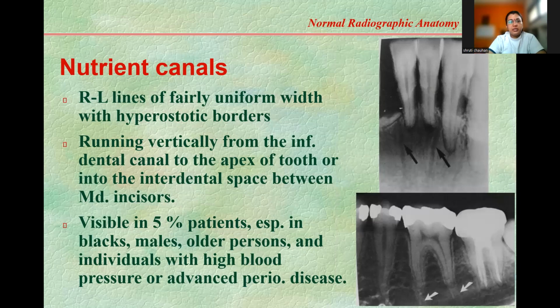Now in the mandible, they are radiolucent lines of fairly uniform width, with hyperostotic borders. What are hyperostotic borders? That is the calcified borders. Osteum is bone, so anything with more bone is hyperostotic, and it's a border. Now it runs vertically from the inferior alveolar canal to the apex of the tooth or into the interdental space between the mandibular incisors.